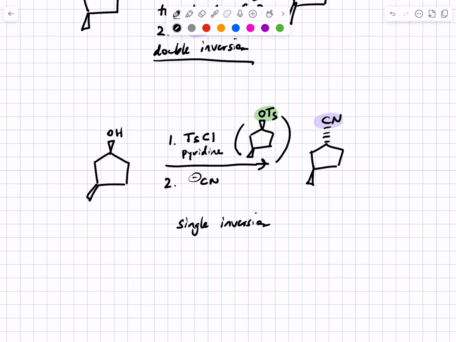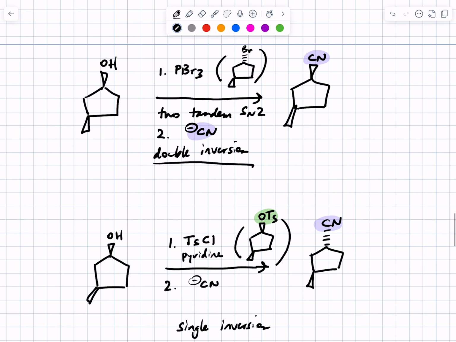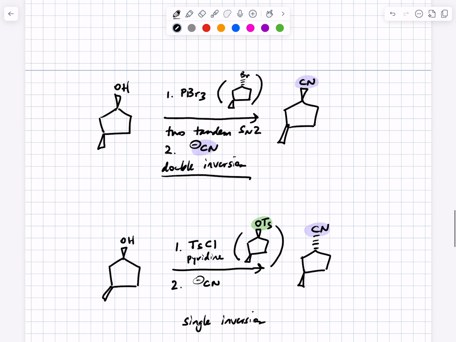Yeah, go ahead. I just want to double check I'm getting this. So for the double inversion, if we use SOCl2 and pyridine, that's the same. That's right, yeah. If you wanted to use SOCl2 and pyridine, it does the same thing that PBr3 does, only with chloride.